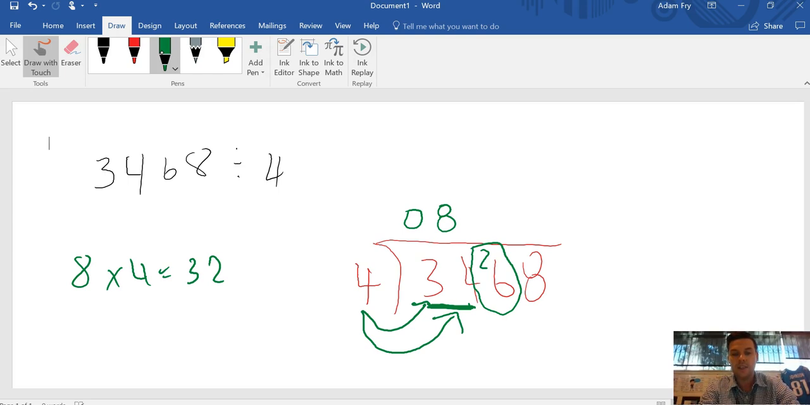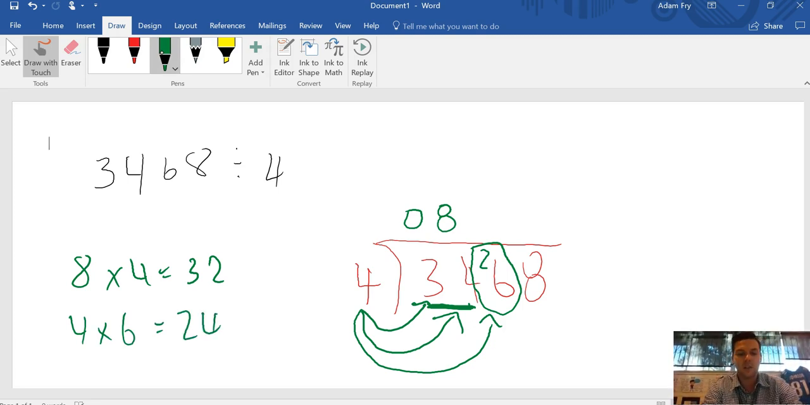So now our next number that we ask ourselves is, how many times does 4 go into 26? Because this becomes 2 tens, so 2 tens plus 6 is 26 for this instance. How many times does 4 go into 26? Well, 4 times 6 equals 24, so that's the closest number to 26 we have. So our next number up here would be 6. Now that leaves us again with 2 left over.